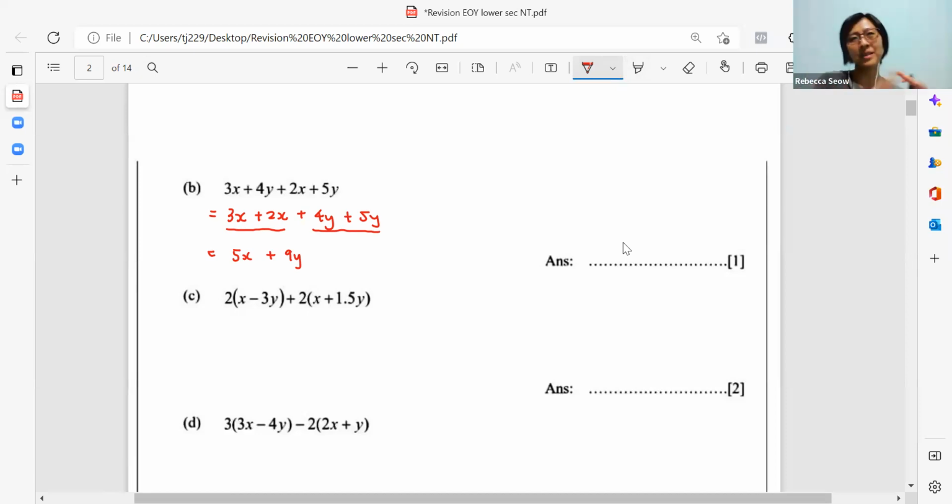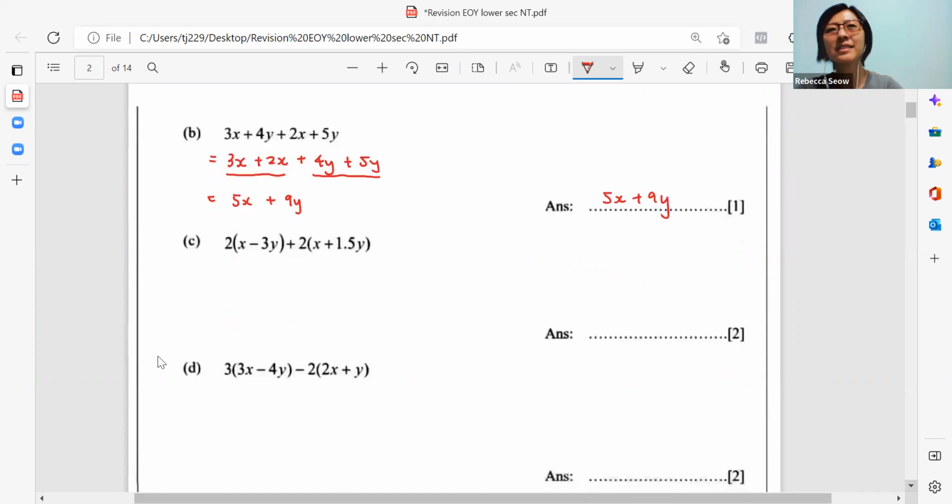When you have something that is x, it cannot be added to something that has y. x is like cats, y is like dogs. So 5 cats and 9 dogs. They are different types of animals. We cannot put them together into one big group. So the answer is 5x plus 9y. Let's move on to the next question.